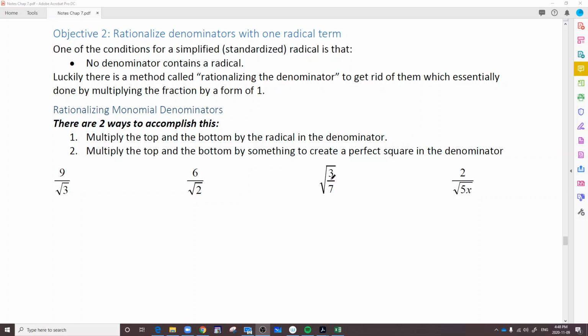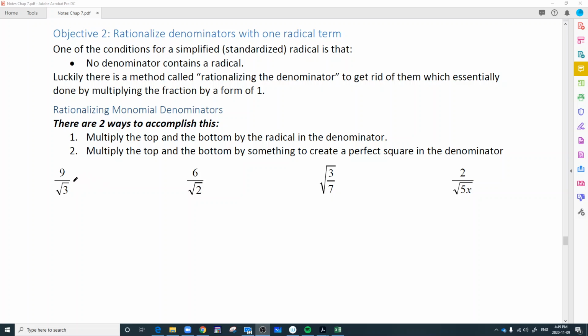We're going to start with monomial denominators. So we're going to start with rationalizing, getting rid of the irrational number, making it rational. We're going to rationalize denominators with one radical term in them. To do that, there's two ways to accomplish it. Number one, you multiply the top and the bottom by the radical in the denominator. Or you can multiply the top and the bottom by something to create a perfect square in the denominator. And I'll show you what I mean by that.